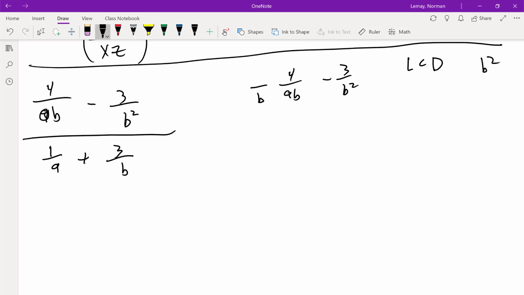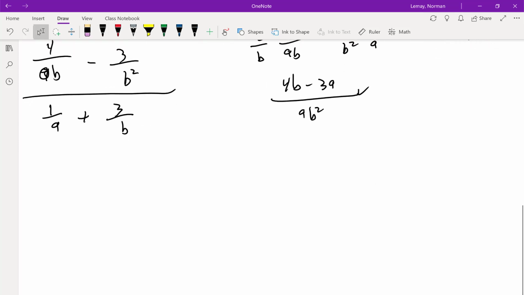And then notice that here we got an A. Over here I don't have an A. So I need to multiply the top and bottom by an A. So my LCD is going to be AB squared. So again, what we multiply the bottom by to get this AB squared, we have to multiply the top by. So I hope we can see here, we're going to get 4B minus 3A all over AB squared. All right, so we got that part taken care of. We'll revisit that in just a second.